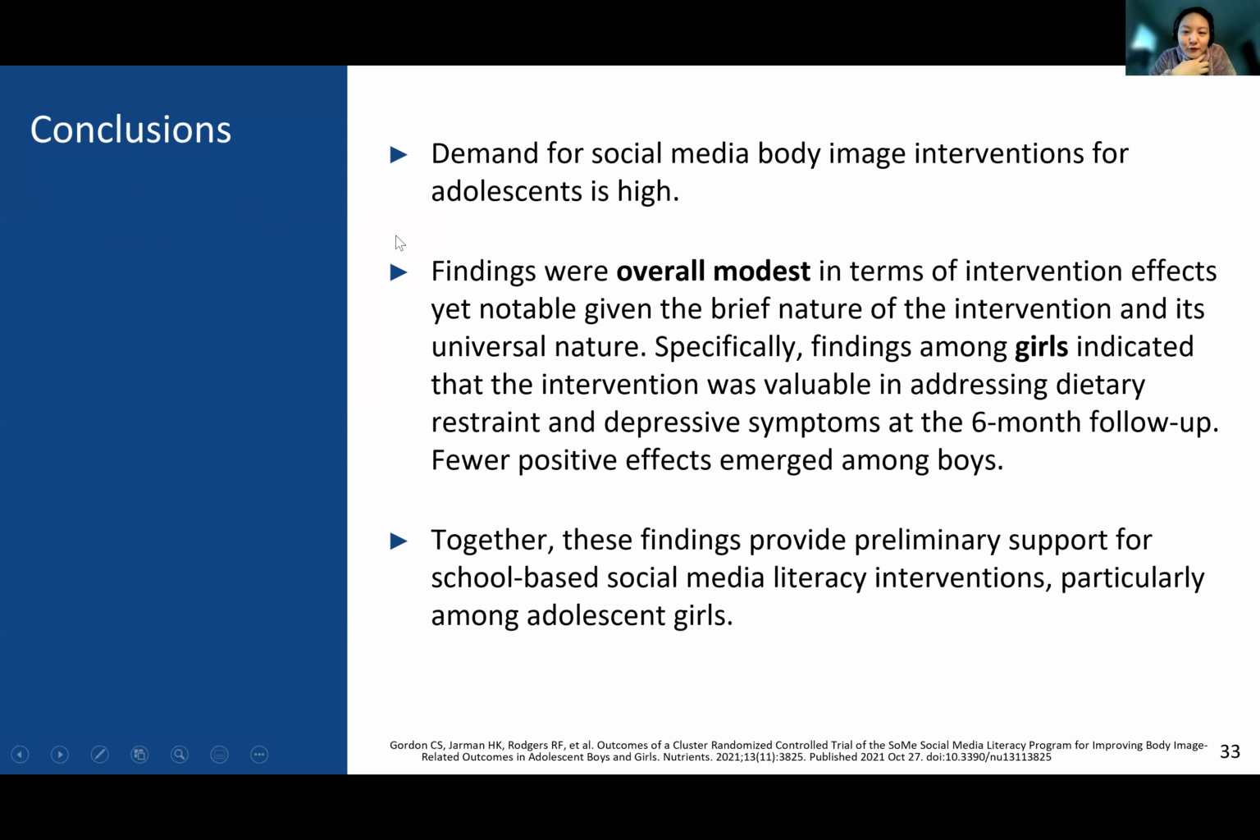And for the final conclusion of this article, the first point is that the demand for social media body image interventions for adolescents is high, no need to say. The second is that their findings were overall modest in terms of intervention effects, and the findings among girls indicate that the intervention was valuable in several outcomes, but there are few positive effects among the boys. Taken together, these findings provide preliminary support for school-based social media literacy interventions, particularly among adolescents and girls. And no need to say that future studies need to be added.